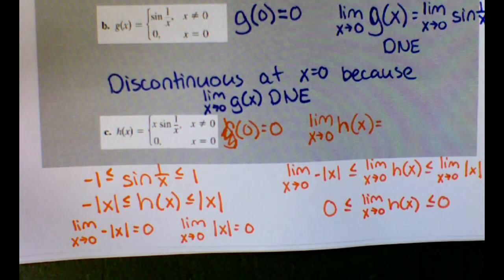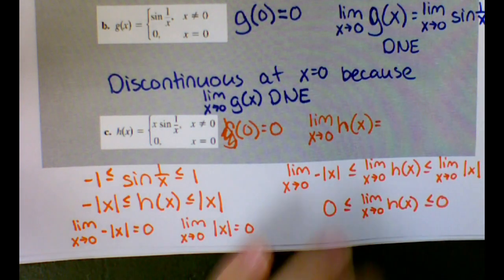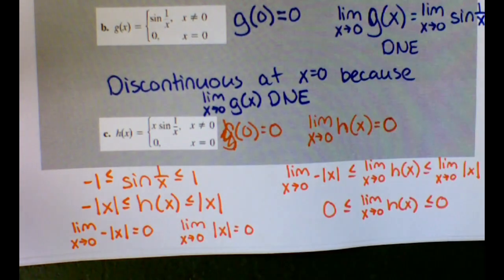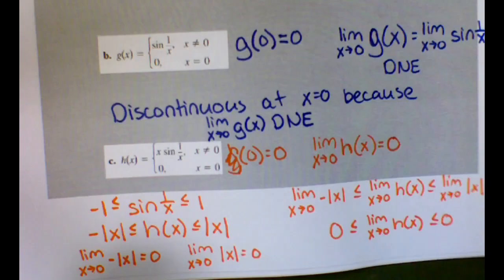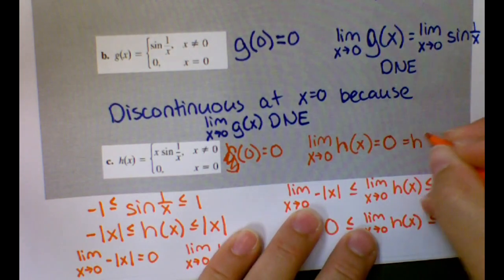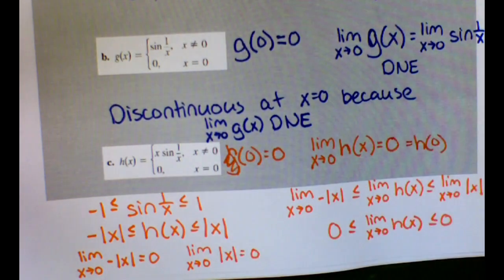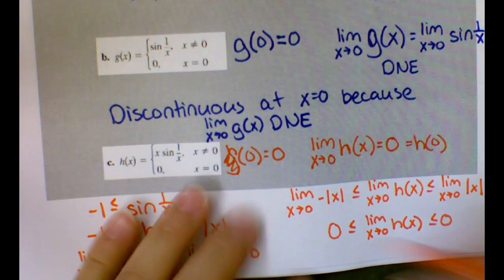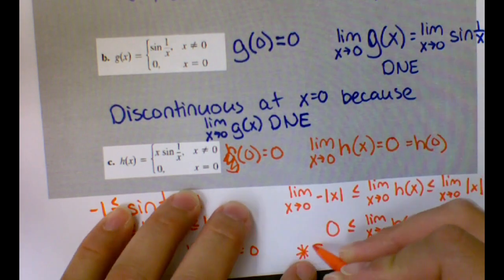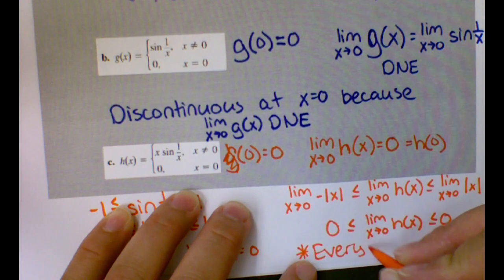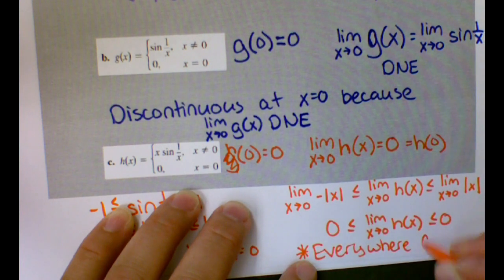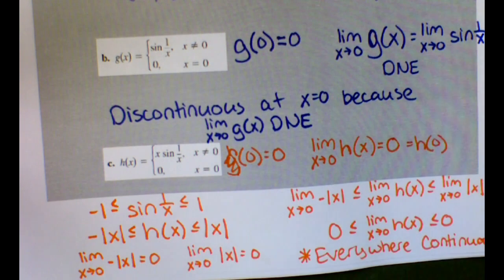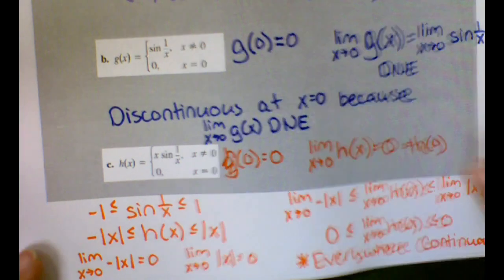What's the only way for a value to be between 0 and 0? Well, it must be 0. So the limit equals 0. And that does also equal h of 0. So therefore it's continuous at 0, and we know it's continuous everywhere else also. So this function is everywhere continuous. That is the squeeze theorem at work for you.